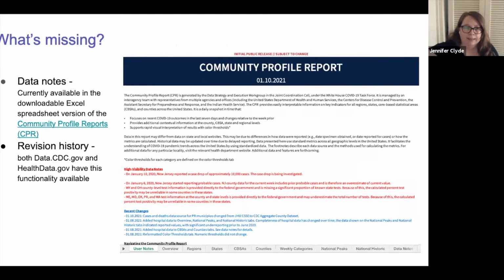So what is missing from the data set is data notes that are easily accessible when you're using it. And by data notes, we mean notes that explain anomalies in the data, unexpected decreases or increases. Like when a state starts reporting probable cases, for example, often there's a big dump of however many they'd accumulated but hadn't reported yet.